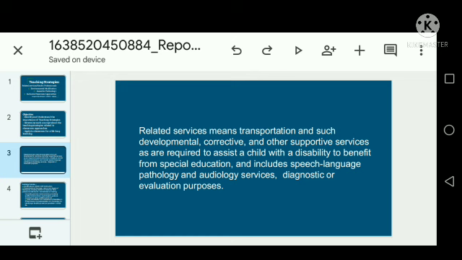So basically, related services means transportation and such developmental, corrective, and other supportive services as are required to assist, okay? The word assist, a child with a disability to benefit from special education. It includes speech language pathology and audiology services, diagnostic or evaluation purposes.